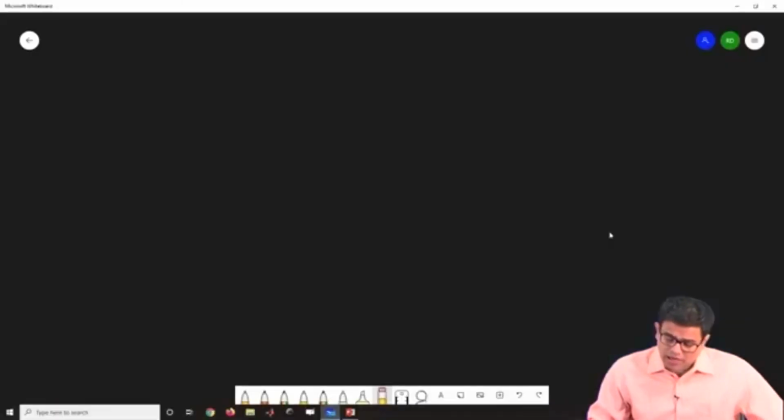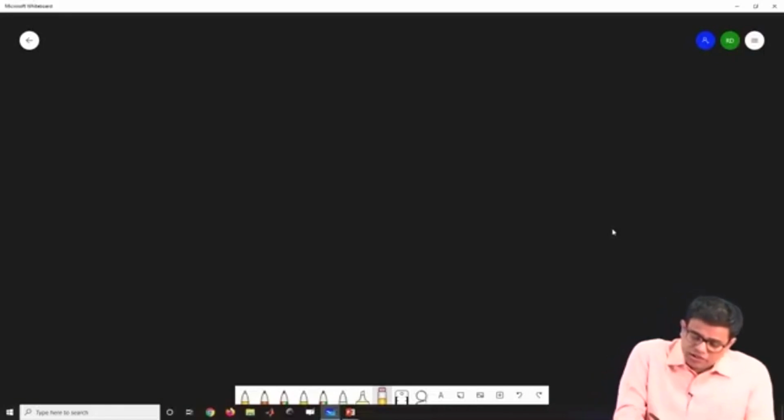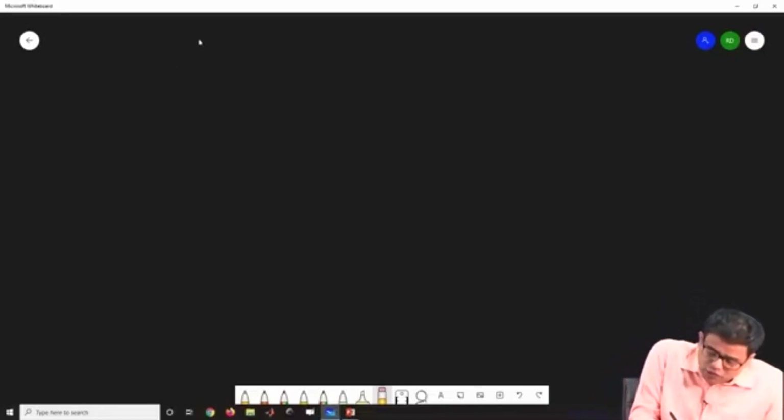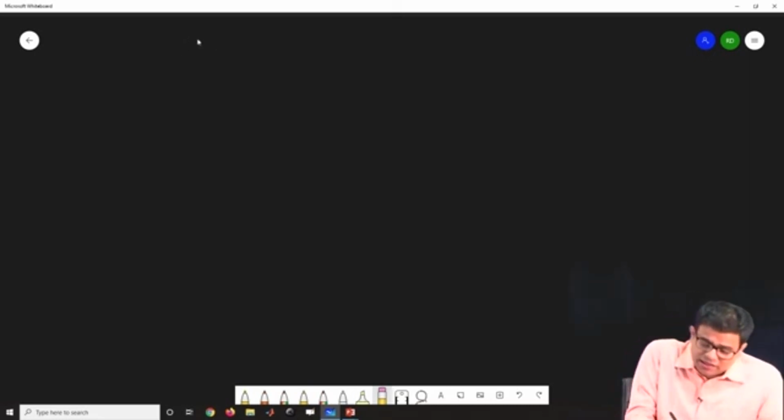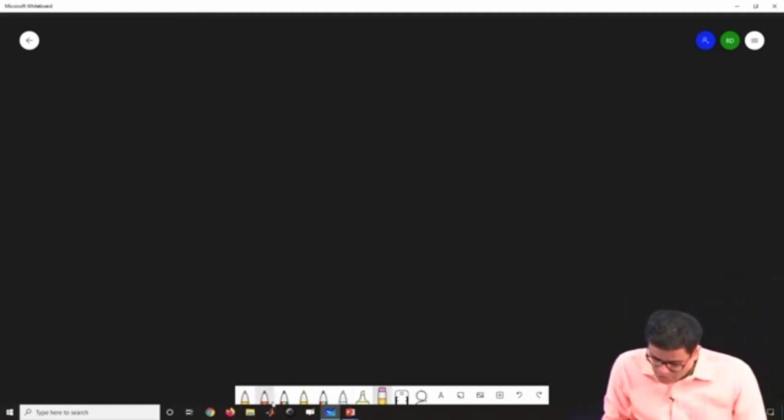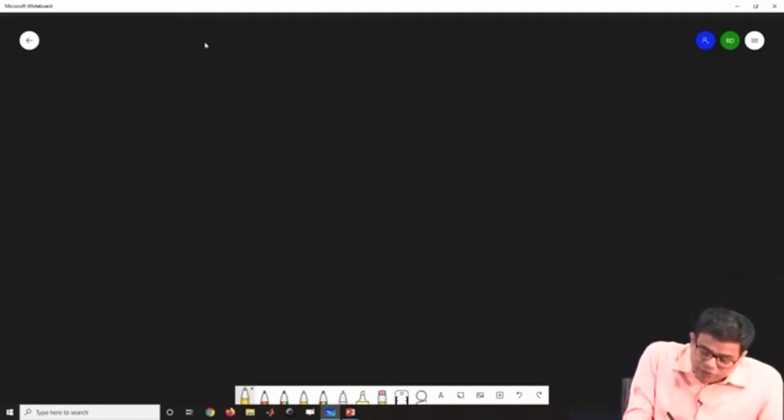Before we start, I just want to briefly recap what we have done, and then I will write the stiffness matrix that we have derived. So let's see what we have done for the Timoshenko beam.